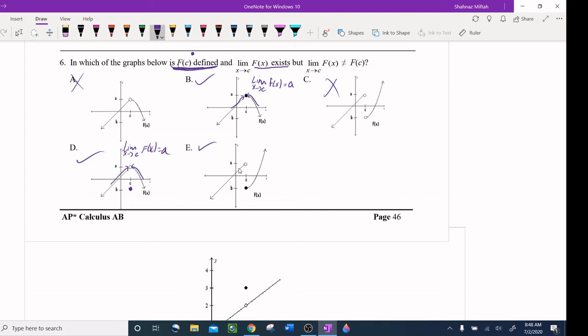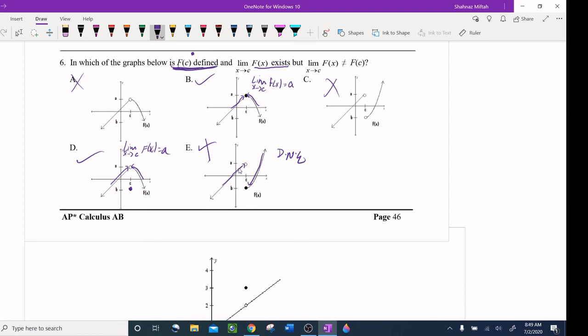In this case, limit as x approaches C from the left, limit as x approaches C from the right. You see, x approaches C from the left is A. Limit as x approaches C from the right is B. So the limit does not exist here. So that is out of the question now, because they said the limit exists. My choice is B and D.